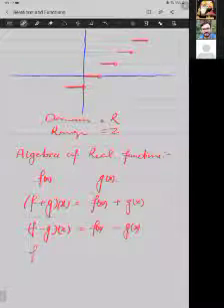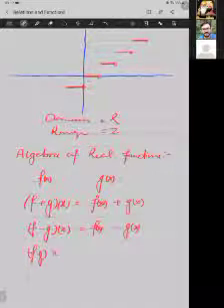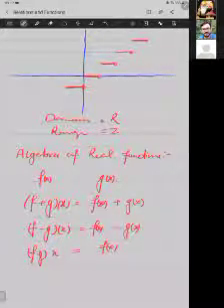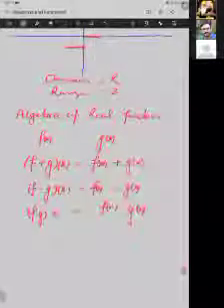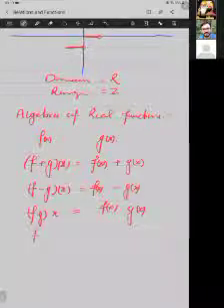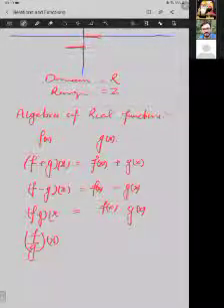Now next we are going for f into g x, which will be fx into gx. Now f upon g x will be equal to fx divided by gx.